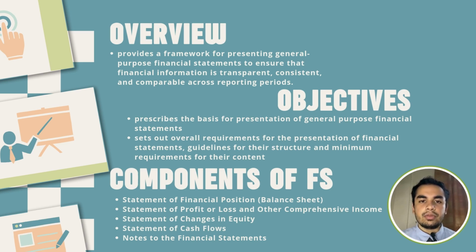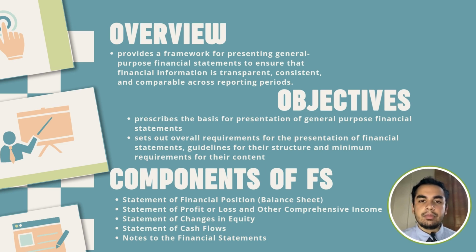And next, we move to the core components that MFRS 101 requires in every complete set of financial statements. There are 5 main elements in the financial statements, and first of all is the statement of financial position, which is commonly known as the balance sheet. This provides a snapshot of the company's assets, liabilities, and equity at a specific point in time.